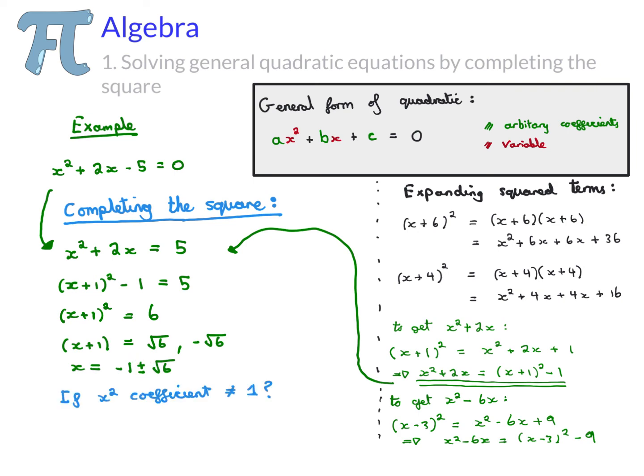In our example, the coefficient to the x squared term was 1. If it wasn't, and let's say it was 5, the first step would be to divide the whole equation by 5, so that coefficient is 1. Now we repeat the same process, the only difference being having to work with fractions instead of nice integers like we have before.